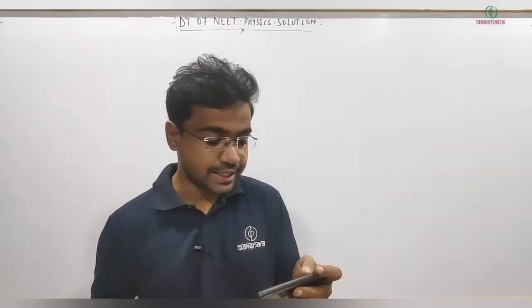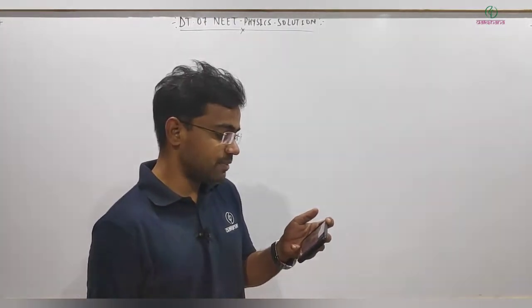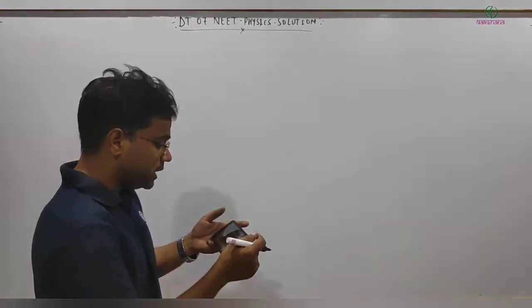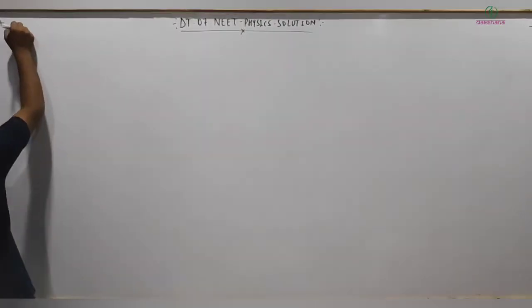Let me start with question number 1. An electron accelerated through a potential difference V passes through a uniform transverse magnetic field and experiences a force F. If the accelerating potential is increased to 2V, the electron in the same magnetic field will experience. So this is question number 1.